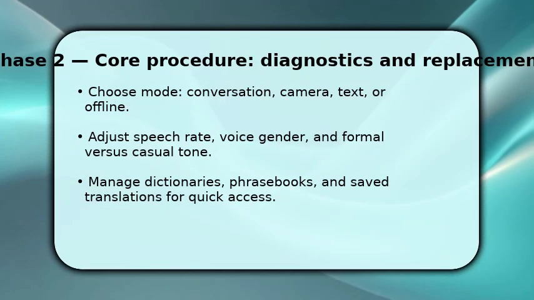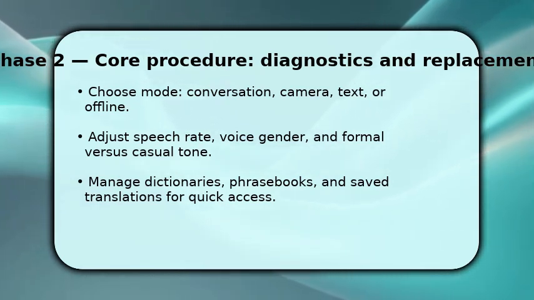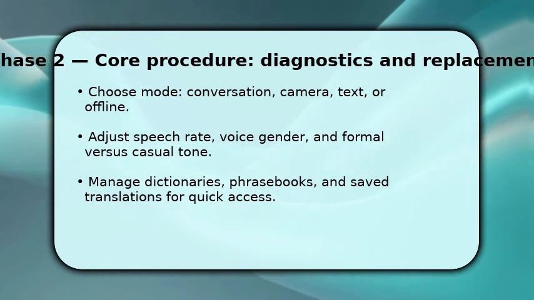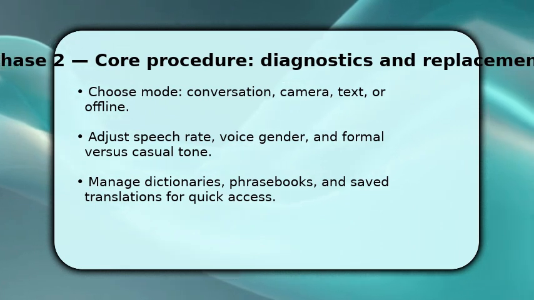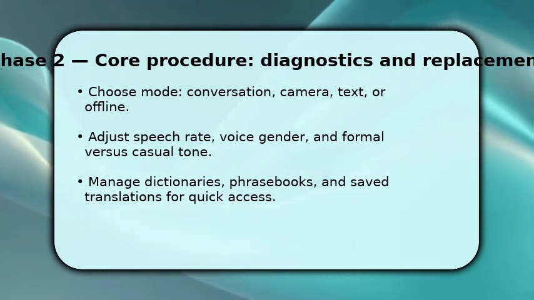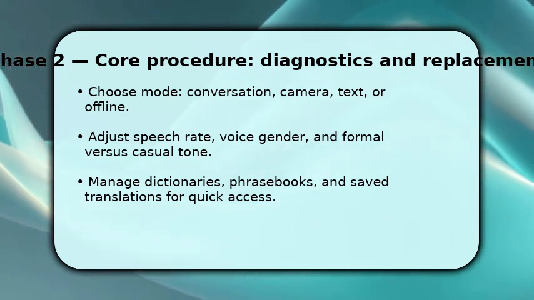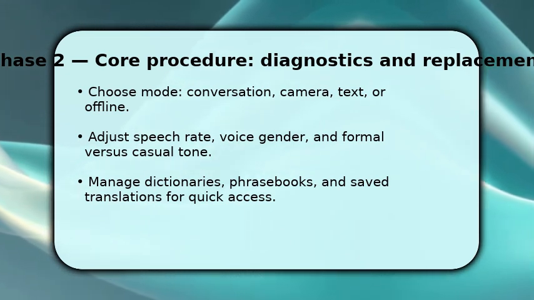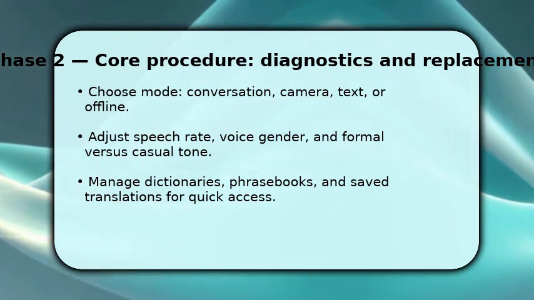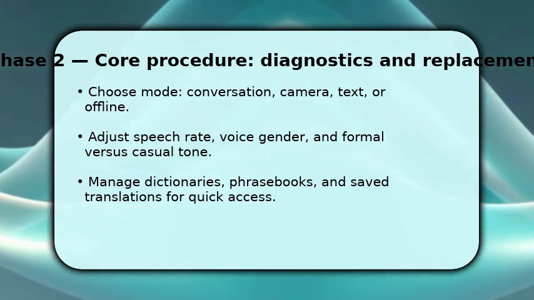Now you move into the detailed execution. Configure the app for your use case. Switch to conversation mode for real-time two-way speech, or use camera mode to scan signs and menus. Text mode handles typed input. Once switched, adjust speech rate and tone for natural output, and enable punctuation recognition for clearer sentences. Make sure you save common phrases into a phrasebook, and sync dictionaries to the cloud if you want seamless access across devices, so you save time later.